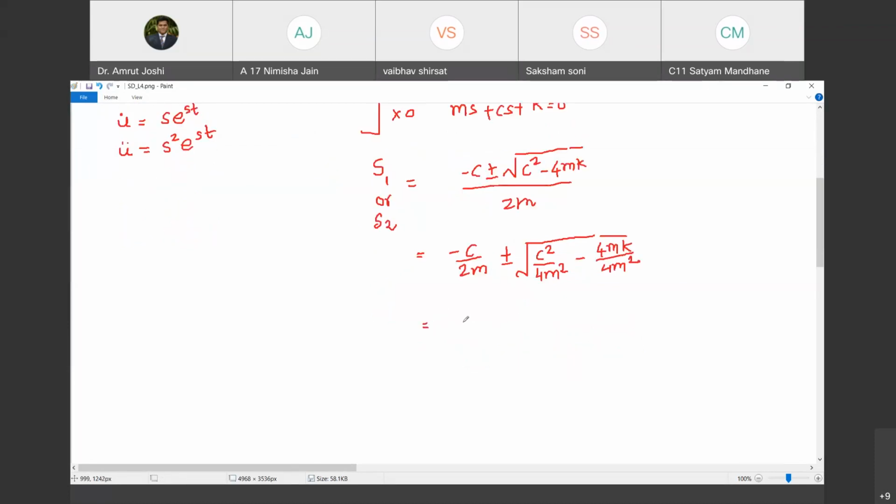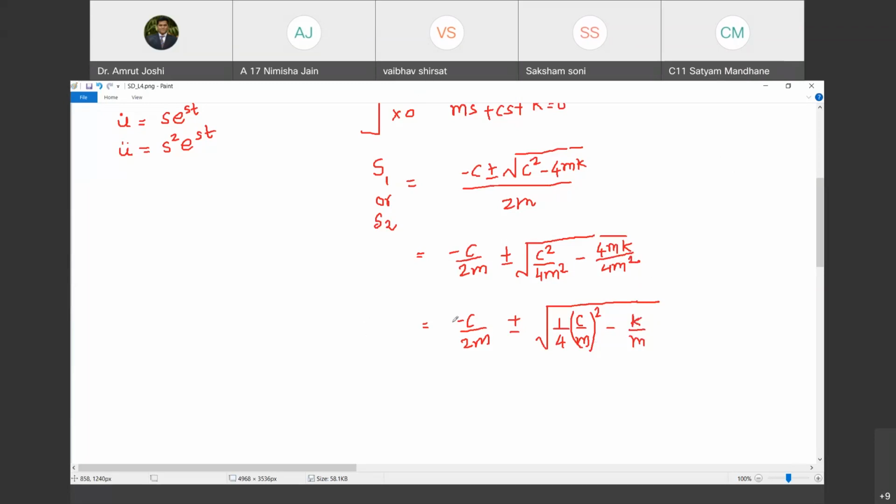So this further simplifies to minus c upon 2m plus or minus square root of, I will now write 1/4 of c by m square minus, 1 m cancels out, 4 cancels out, so therefore you are going to have k by m. Do you agree with me? Yes. Just see whether I have made any mistake. I don't think so. So it is 1/4 c by m square minus k by m. Agreed?